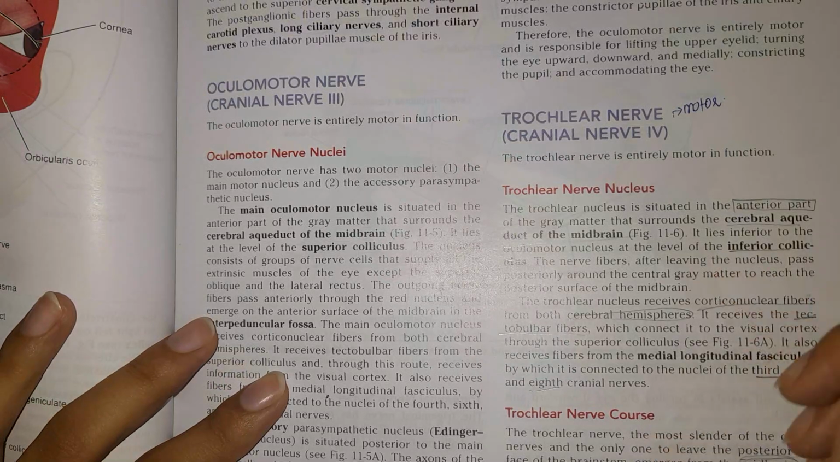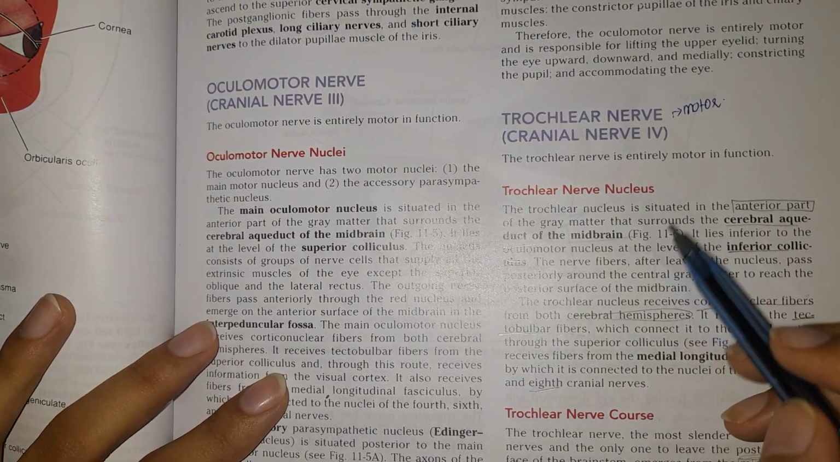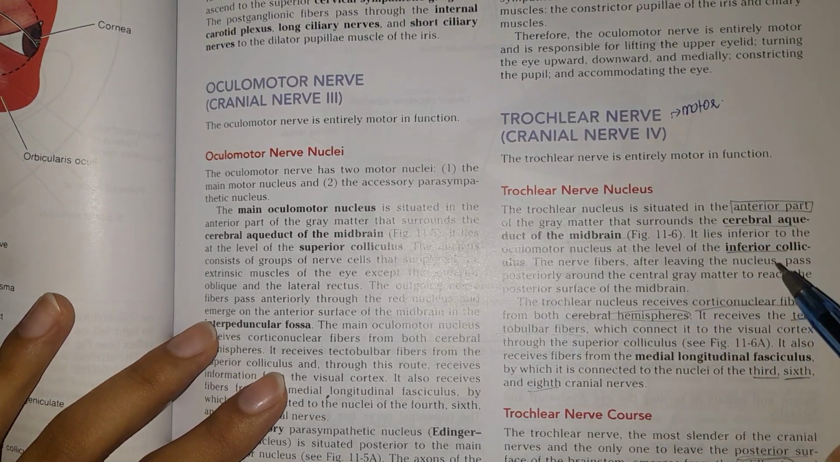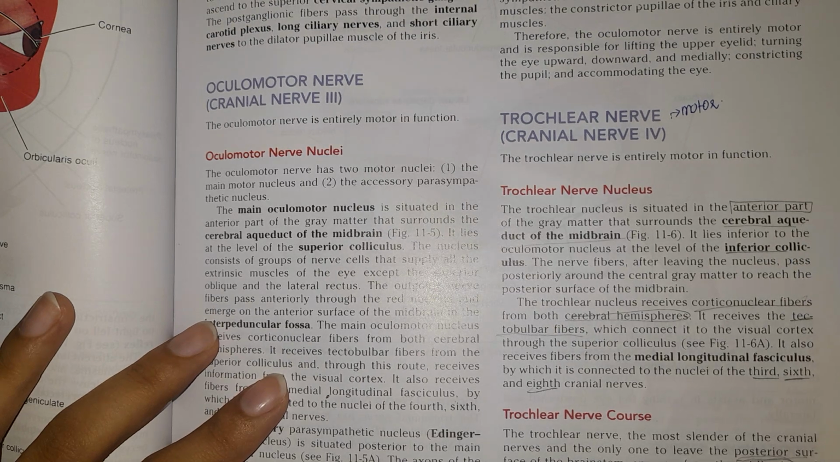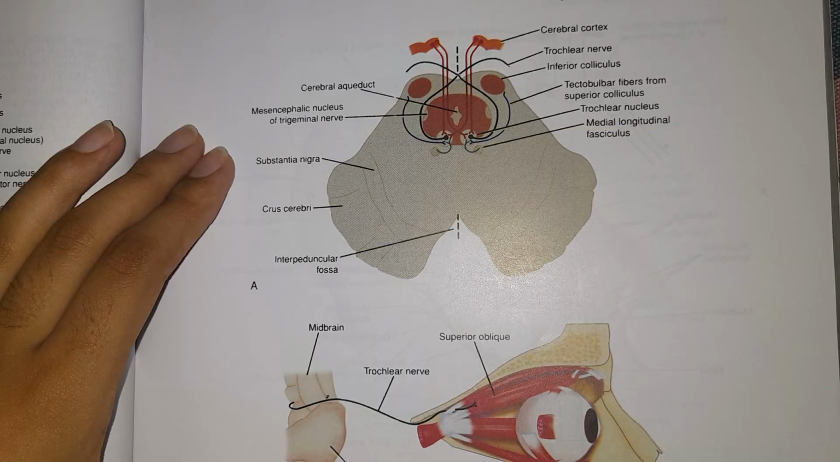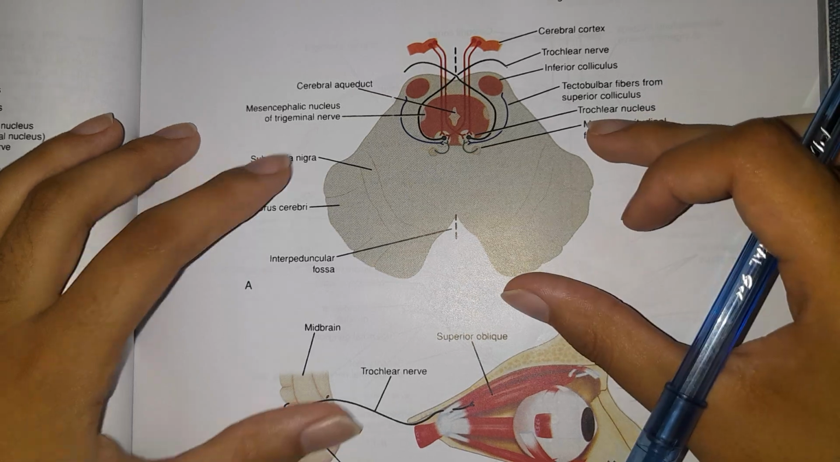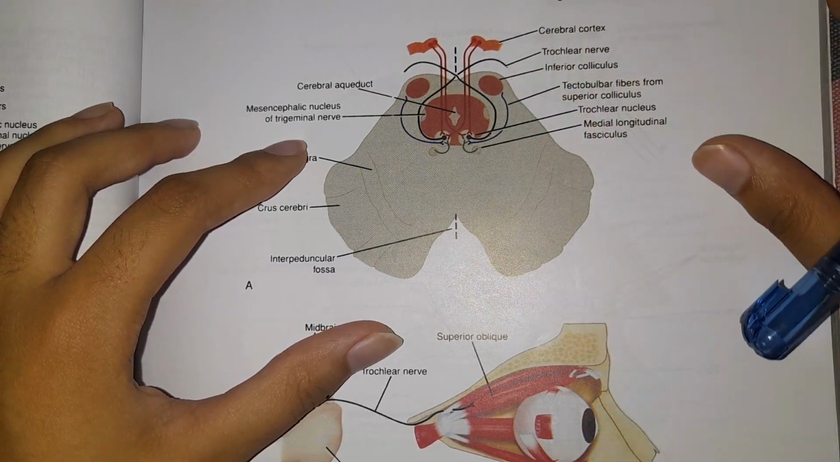Now when we discuss the nucleus of the trochlear nerve, it is going to be located near the cerebral aqueduct. So what is the cerebral aqueduct? We'll look at this photo to understand our midbrain and the location of the cerebral aqueduct as well.